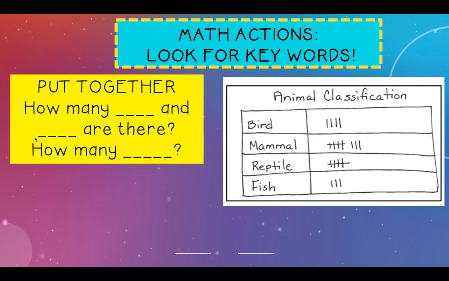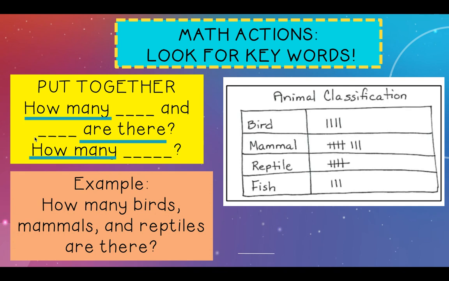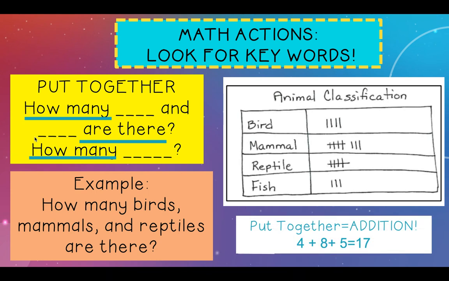The first math action we're going to look at is put together. Here are some examples of what you might see. How many are there? How many? So here's an example using this data. How many birds, mammals, and reptiles are there? I need to look at the number of birds, mammals, and reptiles, and I need to put them together. And remember, put together equals addition. So I would add 4 plus 8 plus 5, which equals 17. Because there are 4 birds, 8 mammals, and 5 reptiles.